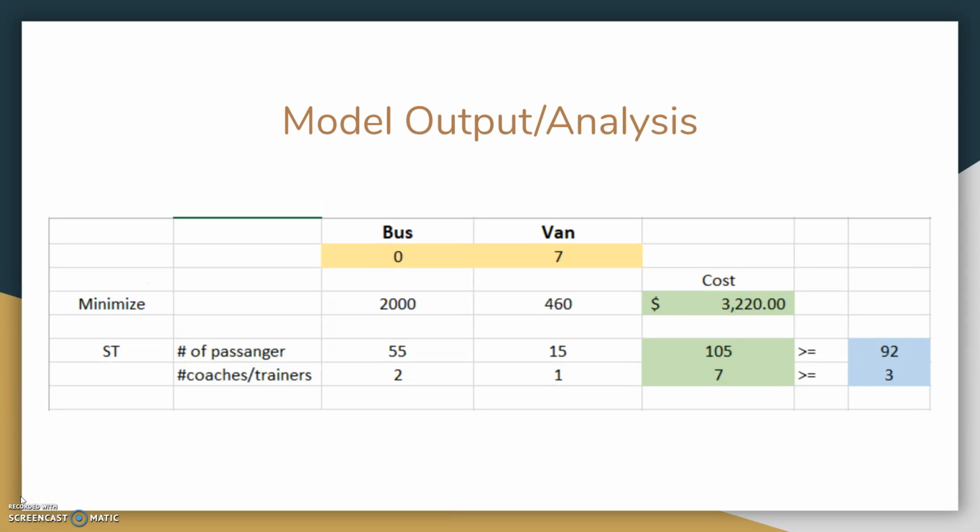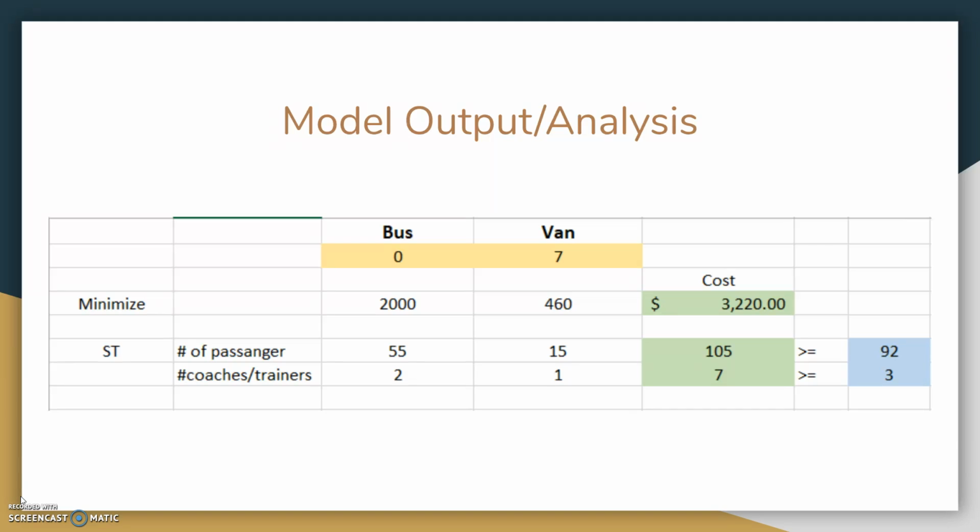So this next visual is showing us that when we ran the solver, it is actually cheaper to rent 7 vans as opposed to any buses. This came out to a total cost of about $3,200. The number of coaches and trainers constraint is binding in this result.